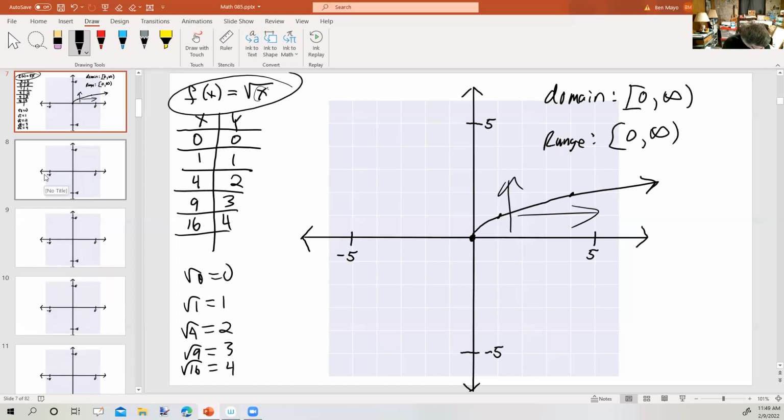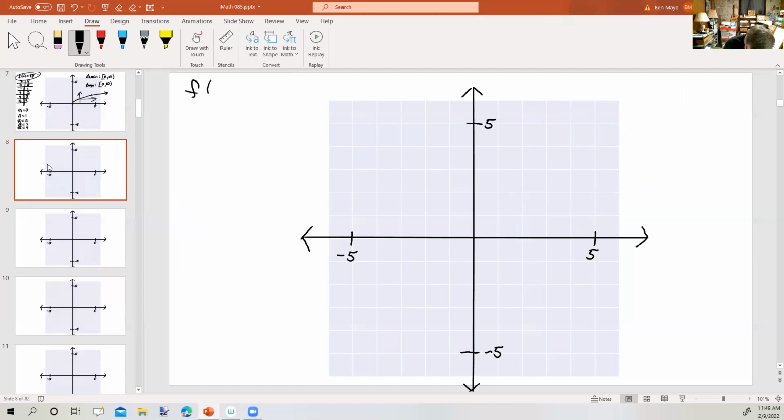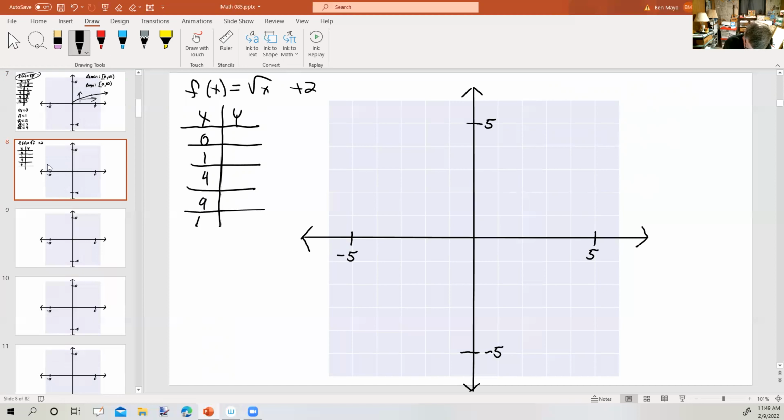Okay, let's take a look at one more of those. f(x) equals the square root of x, plus 2. Now the 2 is not inside the radical. It's a whole separate term. And again, they have this table: 0, 1, 4, 9, 16. So we're going to put the x value in the place of x, take the square root, and then add 2. So f(0) would be the square root of 0 plus 2, which is 0 plus 2, which is 2.